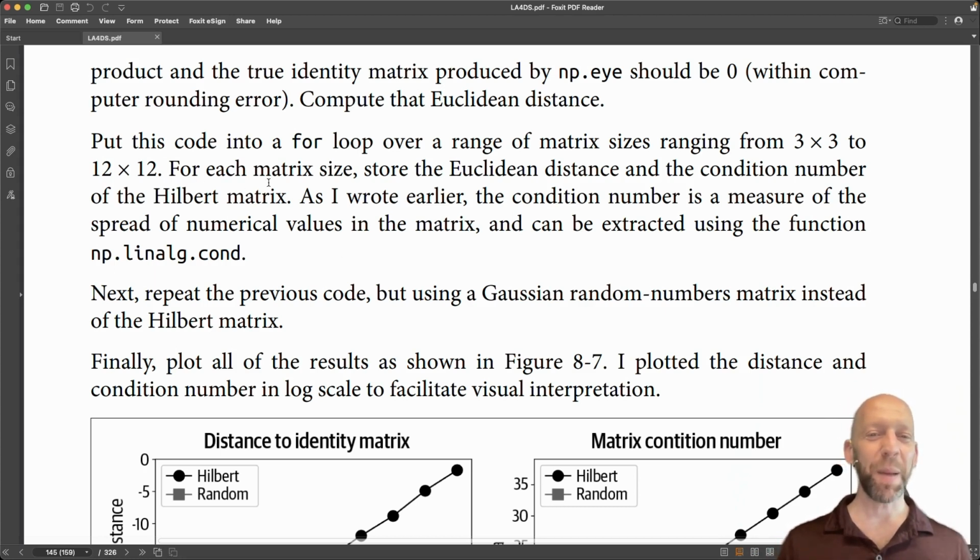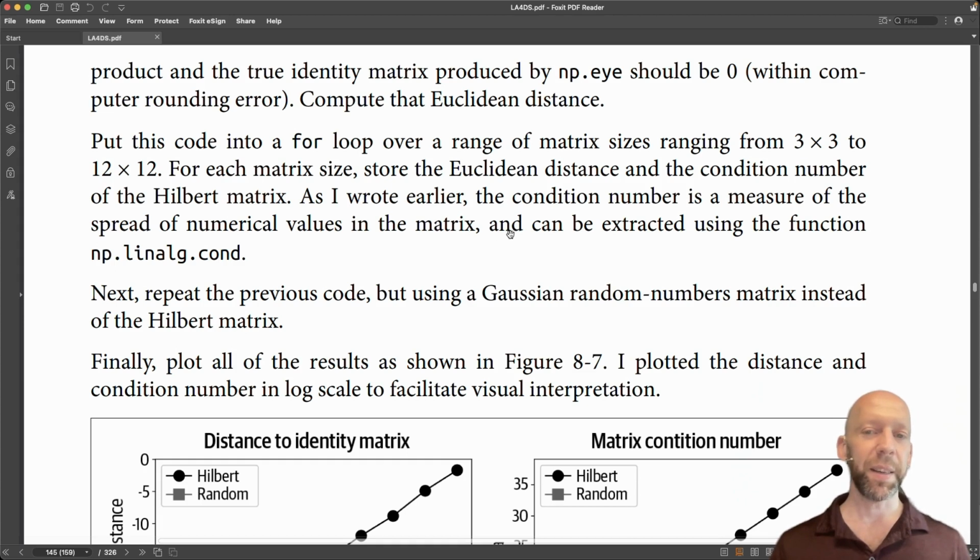Okay, so for each matrix size, compute and store the Euclidean distance between the Hilbert matrix times its inverse and the identity matrix that comes from NumPy, and also compute the condition number of the Hilbert matrix. Now, condition number is a quantity that I have mentioned already a few times earlier in the book. You will learn exactly what it is and exactly how to compute it and exactly how to interpret it later in the book in the chapter on the singular value decomposition.